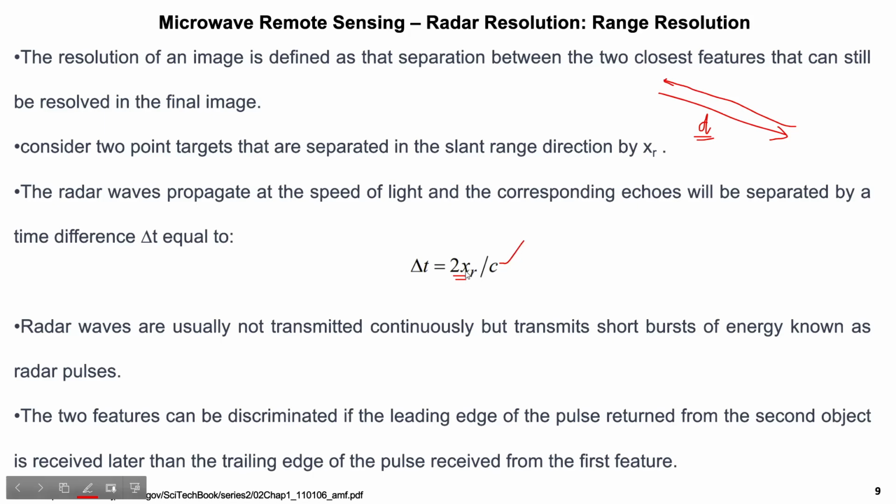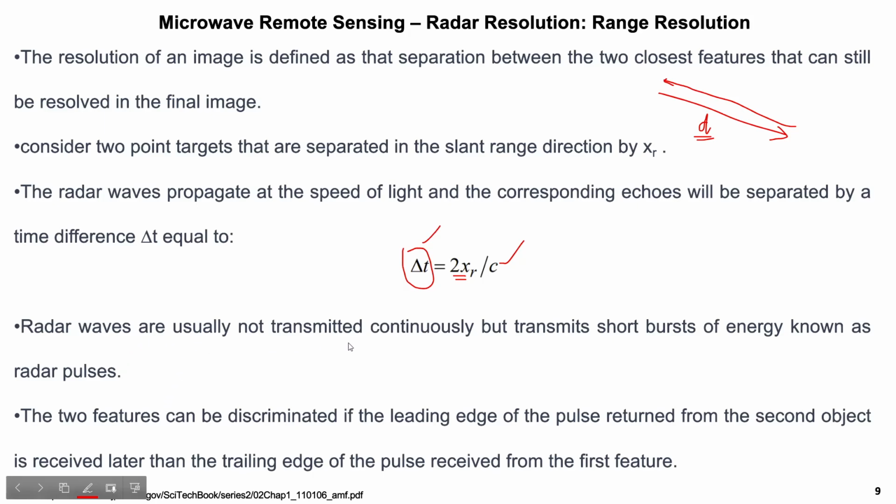So if you divide a distance by the speed, you will get the time that is taken for the pulse to travel from the sensor to the target and from the target back to the sensor. So this time we will note down.